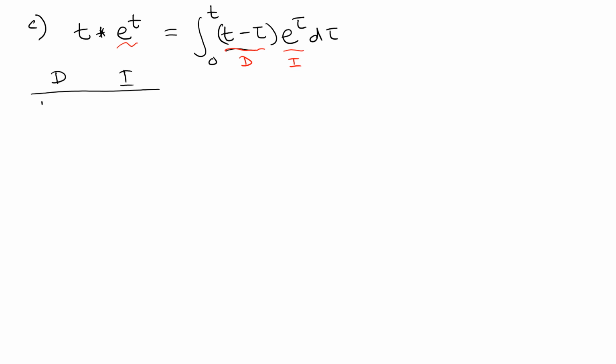So it is t minus tau for the first one, and the other one is e to the tau. And here, remember, t acts like a constant. That means when you take the derivative, it's going to give you -1. And if you integrate the other one, you get e to the tau. And you take the derivative again, you get 0, and you get e to the tau. So that's what you need.